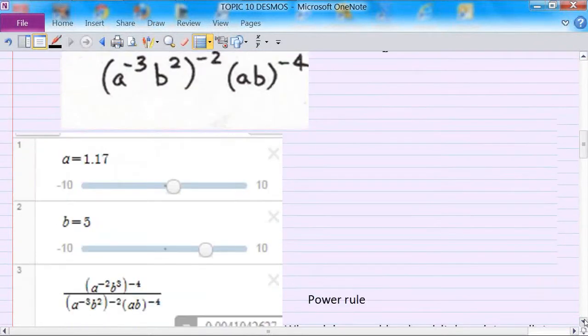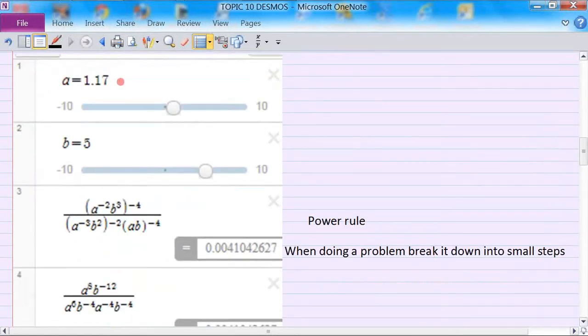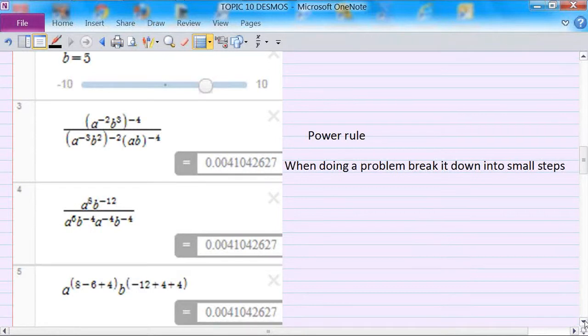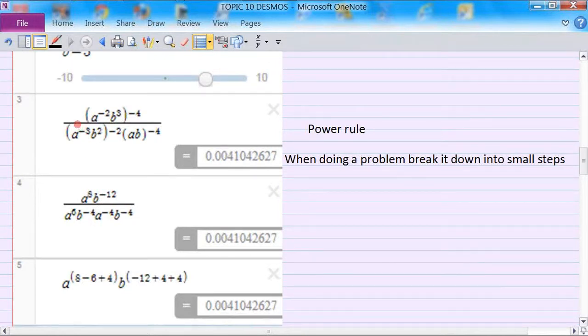So the first thing I do is put in the sliders for a and b, or just put a into a number now. It doesn't have to be 1.17. It can be any number that you want. Usually I choose positive numbers, and as I do the problem, I always make sure that the resultant values in the boxes below, for a and b, are always the same in this problem. So we start off, we enter the problem in box 3 here.